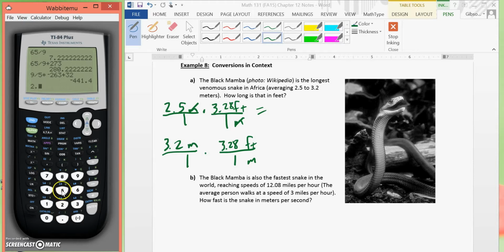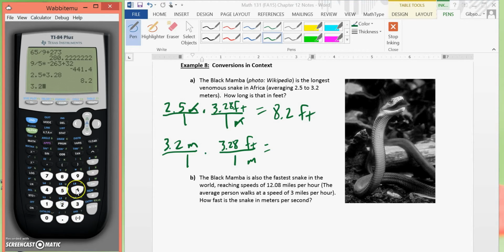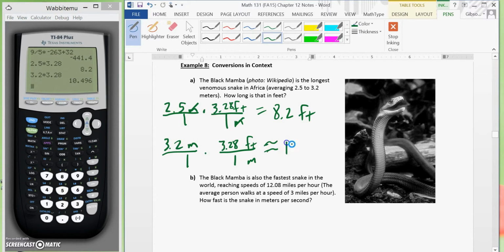We will take 2.5 times 3.28. That will give us 8.2. So it's exactly 8.2 feet. Now, we would take 3.2 and multiply it by 3.28. We will round this to one decimal place, and that will give us approximately 10.5 feet. And these are the two lengths for the black mamba.